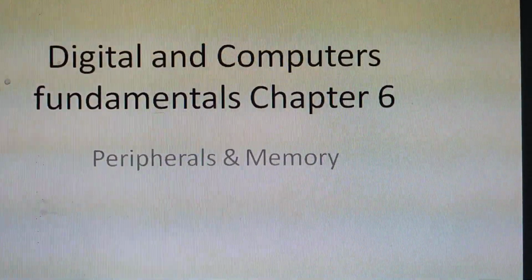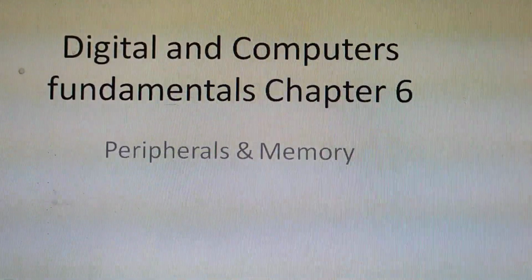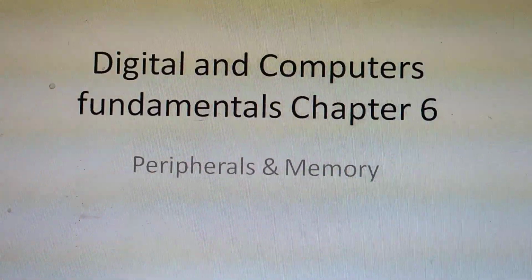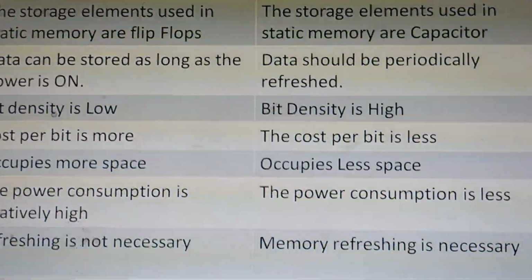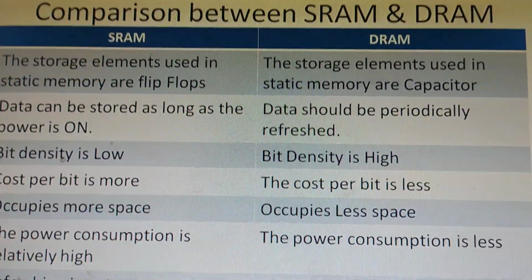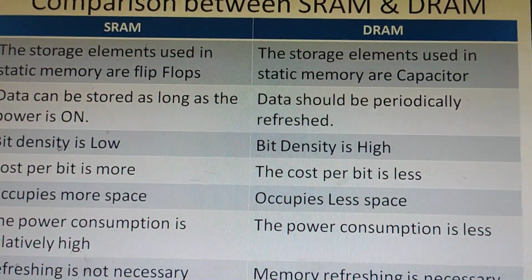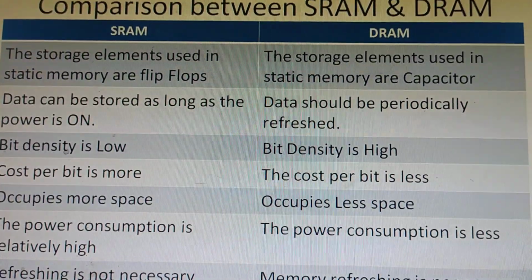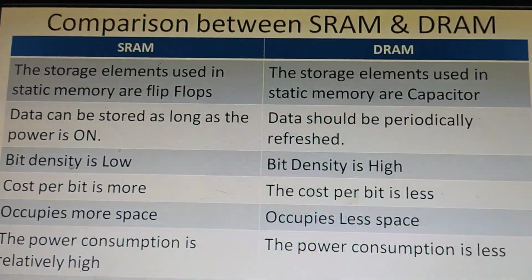Chapter 6: Digital Computer Fundamentals, Peripherals and Memory. Today I have chosen the topic of comparison between SRAM and DRAM, static RAM and dynamic RAM. To understand the characteristics of static RAM and dynamic RAM, if we compare them, then we can understand them better. For that reason, the comparison topic has been given.